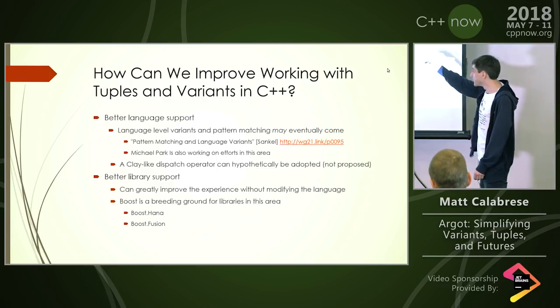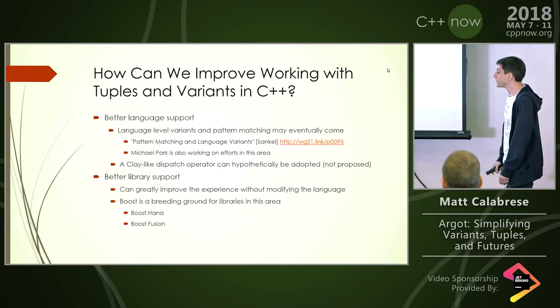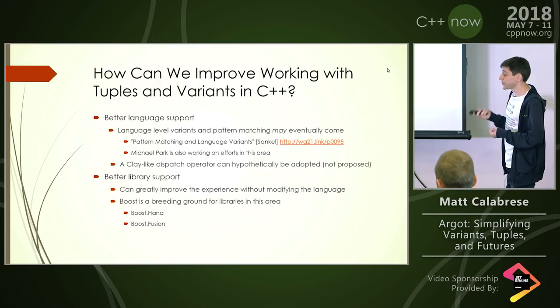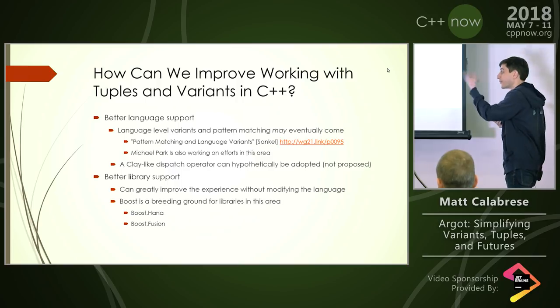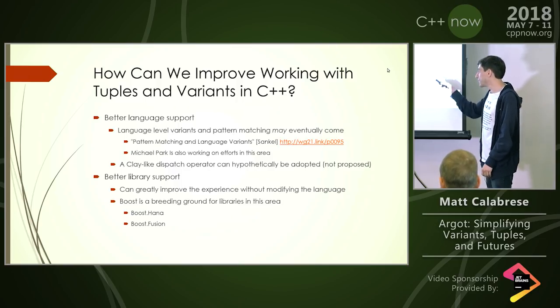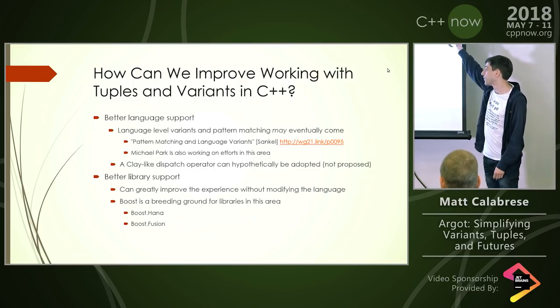Alternatively, or in conjunction with that, we can also just improve our library support. So std::visit isn't great, but the real problem is that it's the only facility that's there. There are other things that you can do with variants. There are higher level algorithms, higher level utilities that operate on variants that we simply don't provide. And so I would argue that we should start focusing our efforts on library before we even get to the language level support.